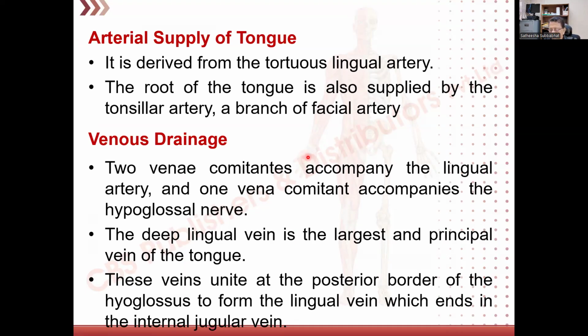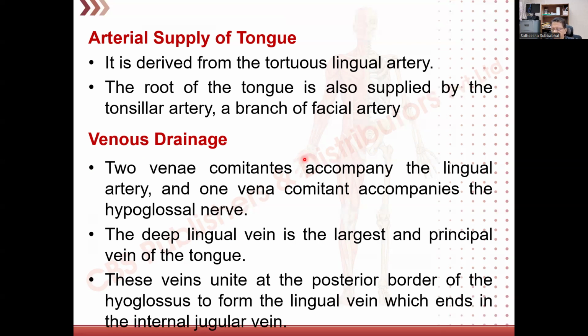Now, the artery supplying the tongue is named the lingual artery. It is tortuous. In addition to that, the tonsillar branch of the facial artery also supplies the tongue. However, the venous drainage of the tongue is slightly different, in that two venae comitantes accompany the lingual artery, and one vena comitans accompanies the hypoglossal nerve.